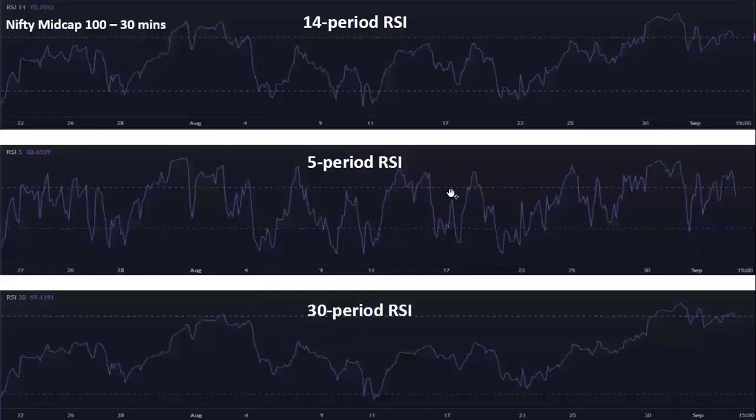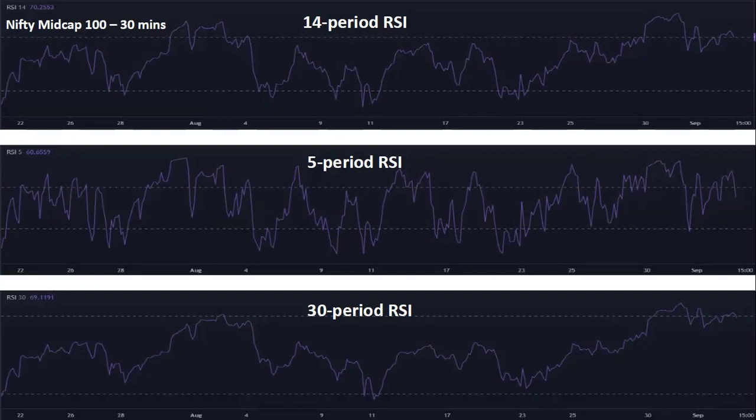Let me just show you how that looks like on a chart. So the chart on the top is the default 14 period RSI. Here we are looking at the Nifty Midcap 100 index 30 minutes time frame chart. So this is the 14 period RSI. Now look at the 5 period RSI. If you compare it to the 14 period RSI, it tends to be very volatile. It tends to frequently touch oversold. It tends to frequently touch overbought, and a lot of signals are generated.